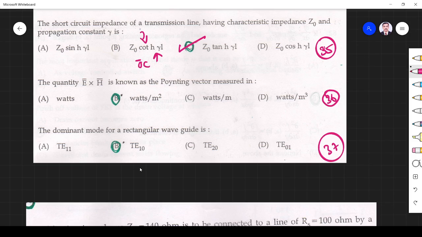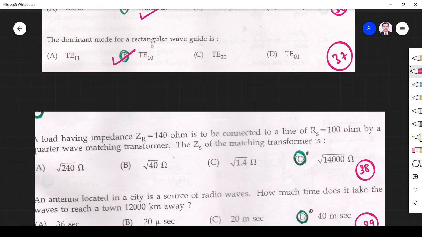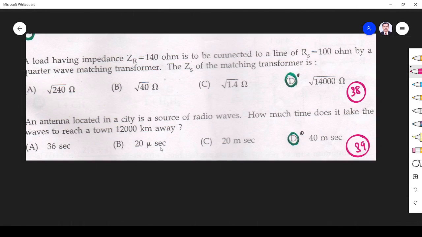The quantity E by H is known as Poynting vector, measured in watts per meter squared. Just now only we have seen it, so it is a repeated question. The dominant mode for a rectangular waveguide is TE10 mode. So direct answer.